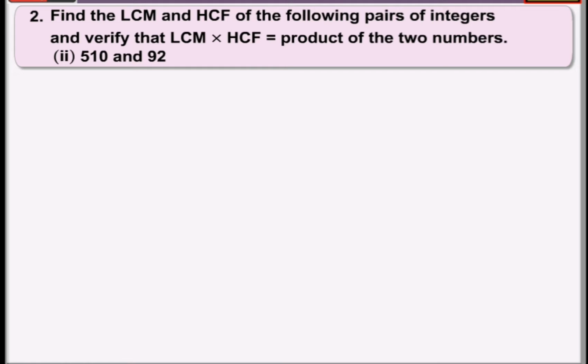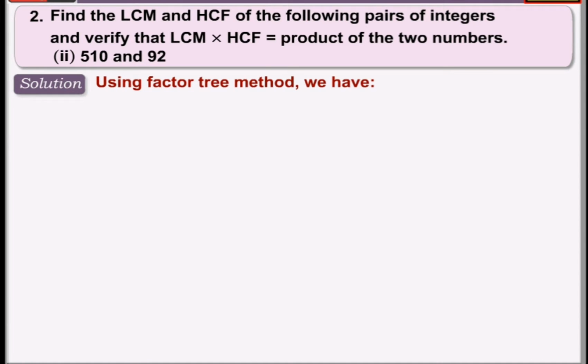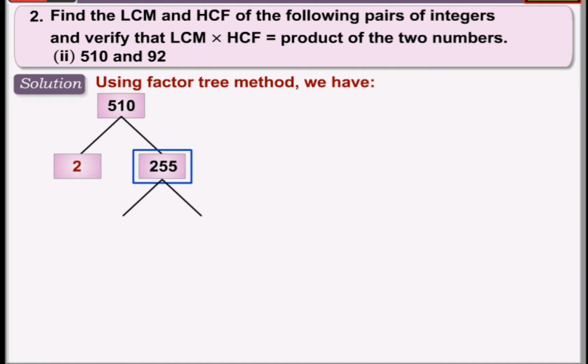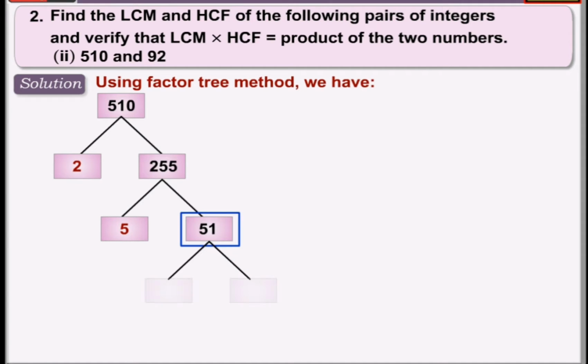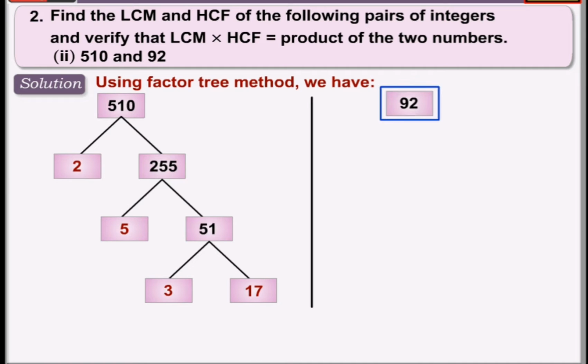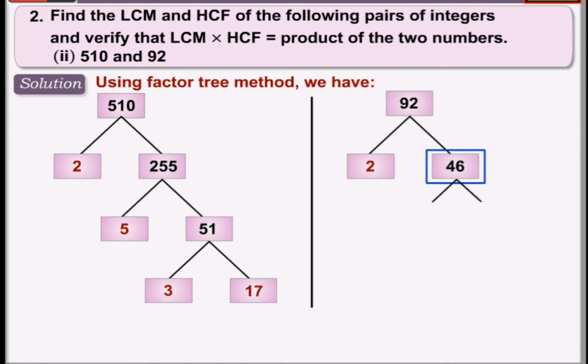Number 2, 510 and 92. Solution. Using factor tree method, we have factors of 510 are 2 and 255. Factors of 255 are 5 and 51. Factors of 51 are 3 and 17. Now, factors of 92 are 2 and 46. Factors of 46 are 2 and 23.